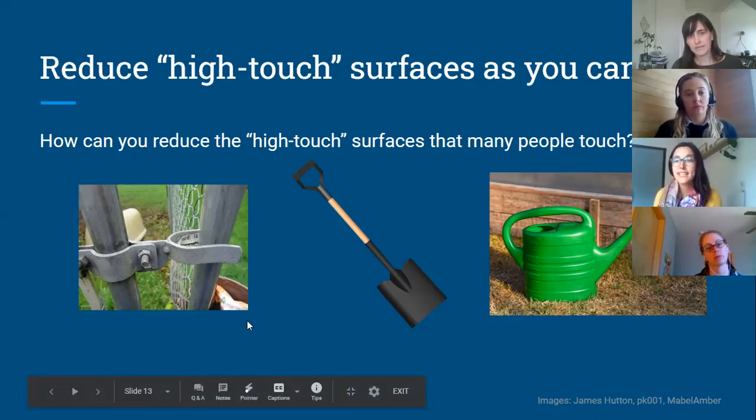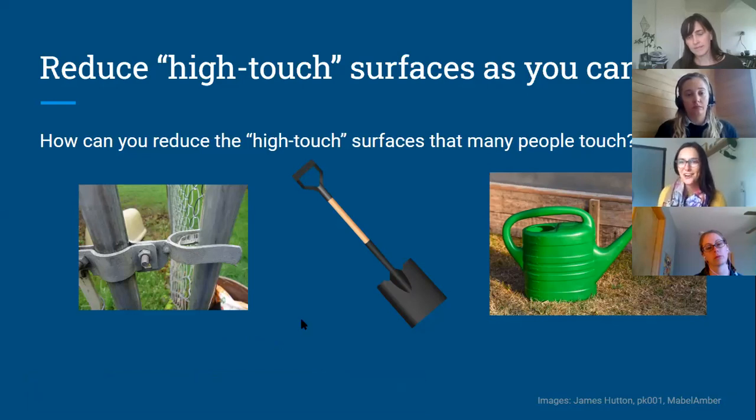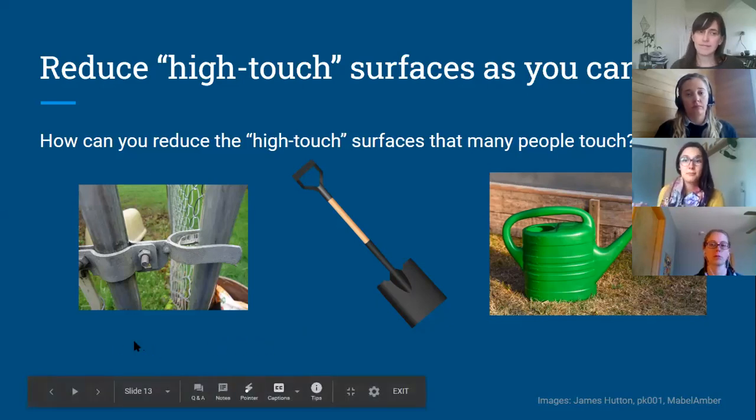Think about things like gates. If there's a gate that every single person has to touch as they walk into the garden, maybe think about leaving that gate open while people are there so that you don't have so many people touching the same surface. If every single person uses the same watering can, there are a lot of things you could do. You could ask people to bring their own. You could assign one person to do the watering for everybody so that you don't have so many people touching those surfaces.